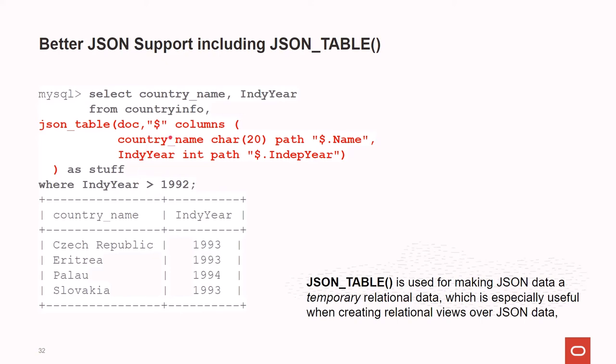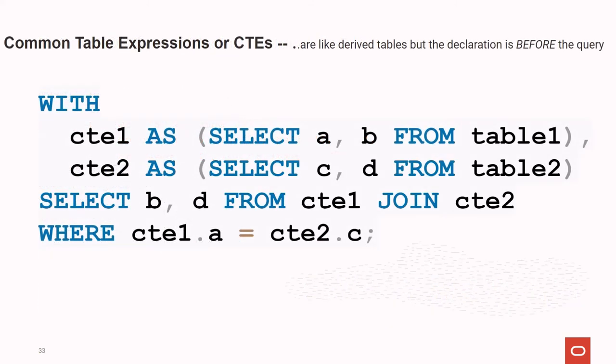So this temporarily makes your unstructured data structured. Now, if you have unstructured data you permanently want to put in its own column and make structured, we have generated columns where you extract data and put it in its own column.